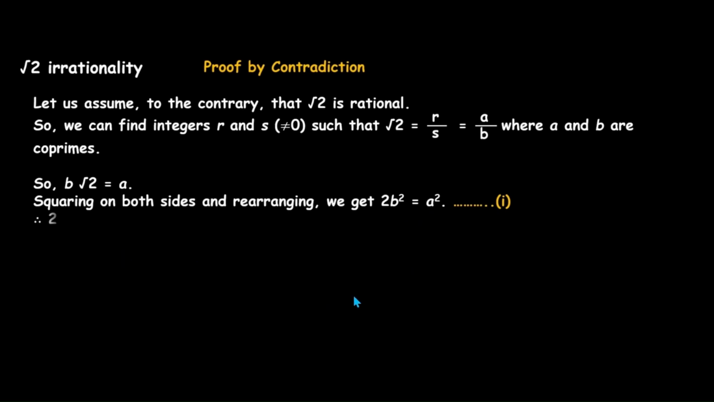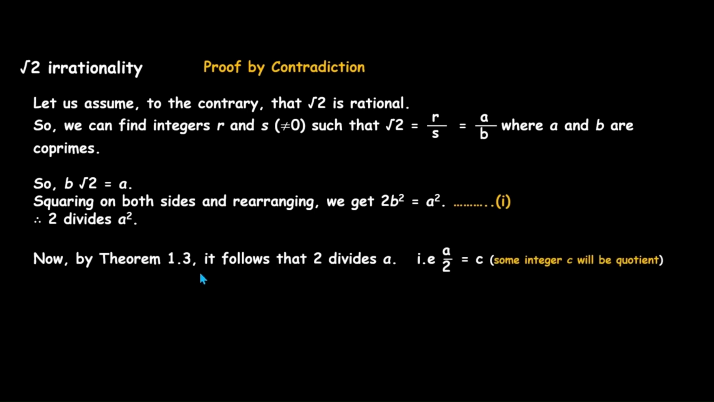So 2 can divide a square. And by theorem 1.3, if 2 can divide a square, it can also divide a. So when a gets divided by 2, we get some quotient c with remainder being 0. And if we rearrange a by 2 is equal to c, we get a is equal to 2c.